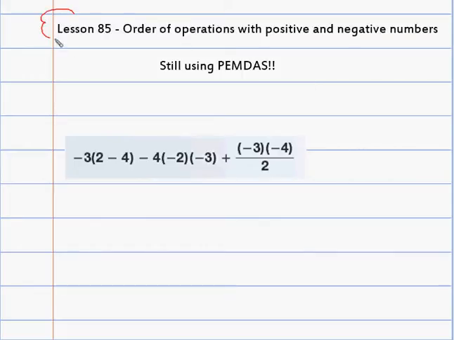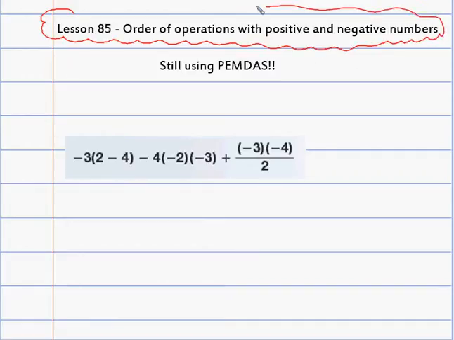Hi class, this is Course 2, Lesson 85, Order of Operations with Positive and Negative Numbers. So we are still going to use PEMDAS, the order of operations. So you have to remember to use parentheses first, then exponents and multiplication and division from left to right, then addition and subtraction from left to right.